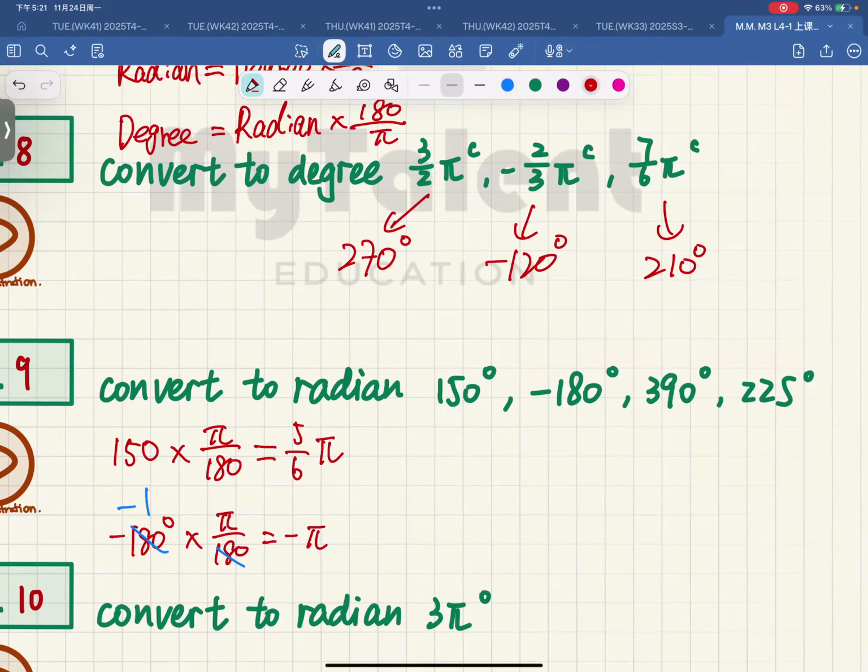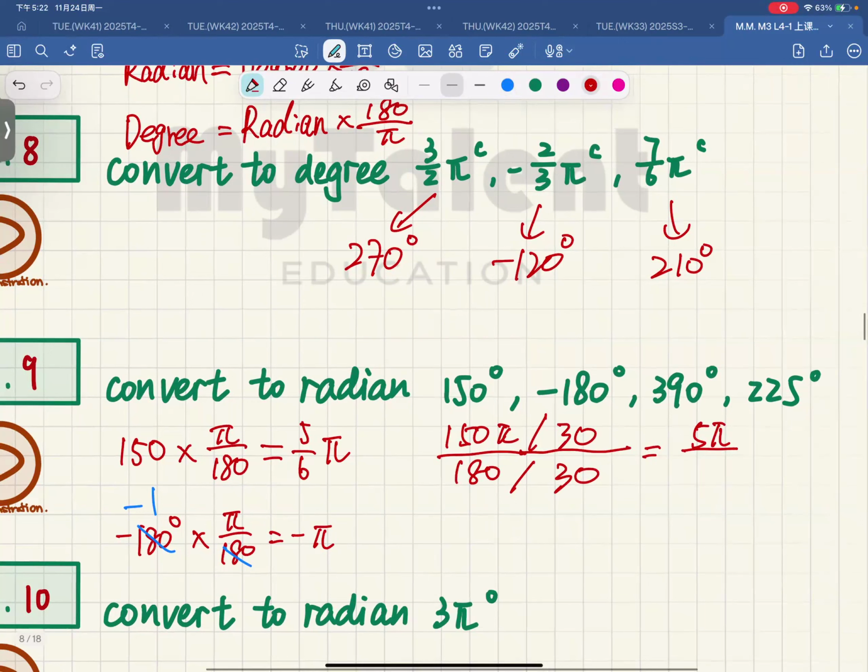Okay. So it's equal to 150 pi over 180. If I divide both by 30, 150 divided by 30 is 5 pi, and 180 divided by 30 is 6. Wait, how do you get 30? This is a common factor. 30 is the common factor.